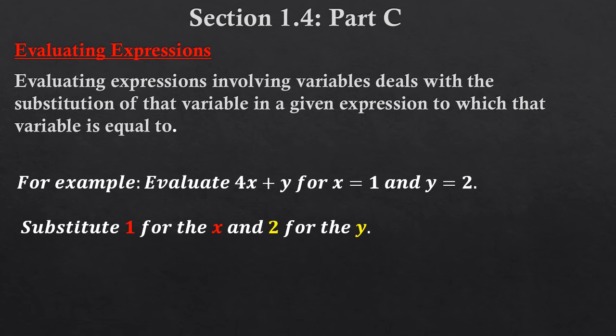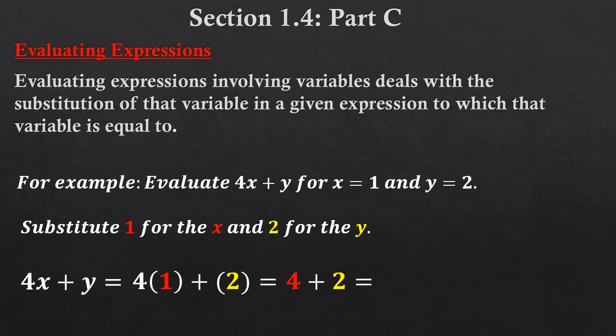So as you can see, I'm going to substitute in 1 for x and 2 for y. That will look like this. As always, a number that is directly beside a parenthesis is an indicator of multiplication. So 4 times 1 gives you 4. Positive 4 combined with a positive 2 is a positive 6.